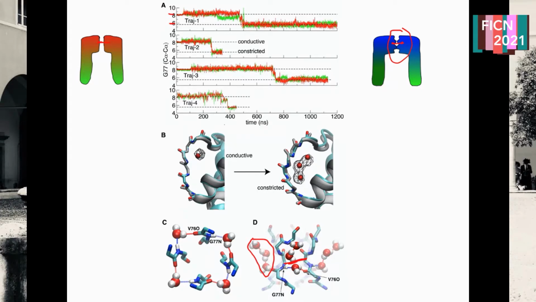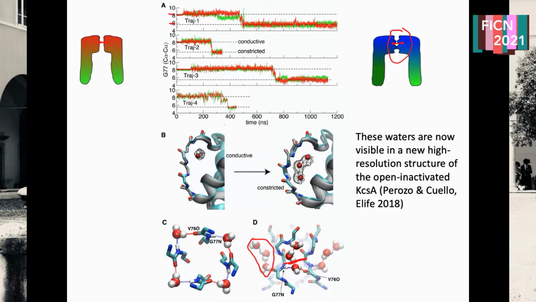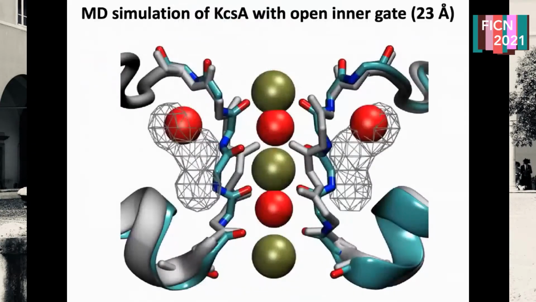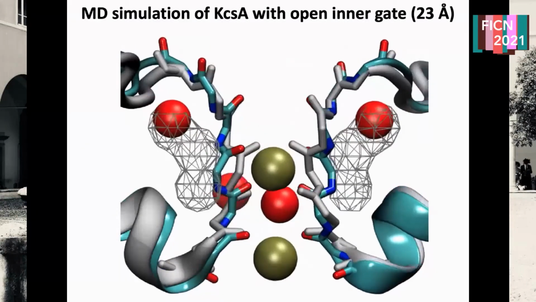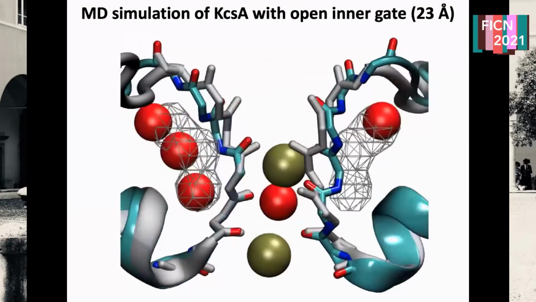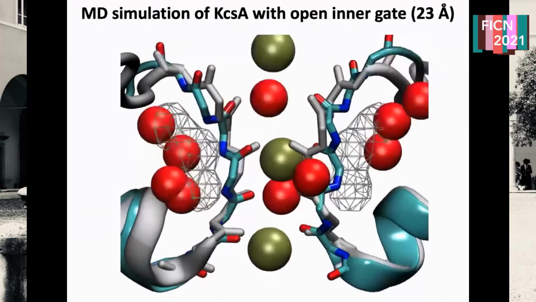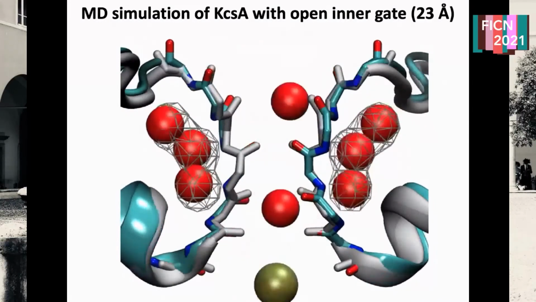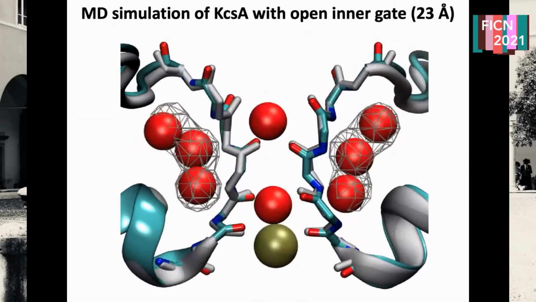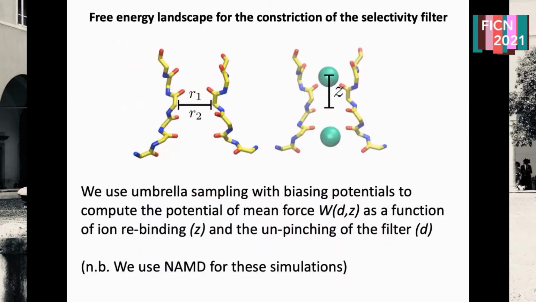And this is a movie, perhaps the longer trajectory, where you're going to see spontaneously, you start from a filter that is conductive, it will collapse, and then the water will come in. So this is conductive, and the gray part here is the reference structure that is constricted. And you see, over a trajectory, the waters just come in spontaneously and occupy their crystallographic position, and then the filter is now constricted, and it jiggles around this gray structure, which is the X-ray structure. So the molecular dynamics is really taking it from one conformation to the other in about half a microsecond. There's no doubt about that.